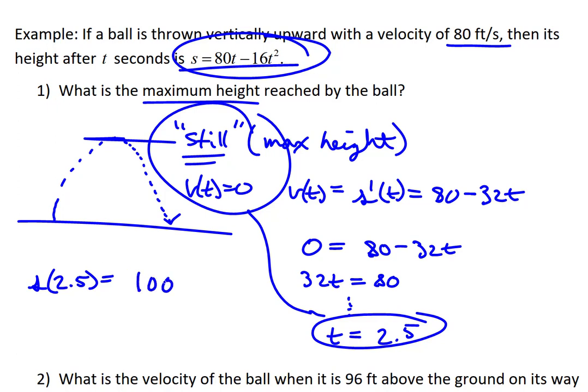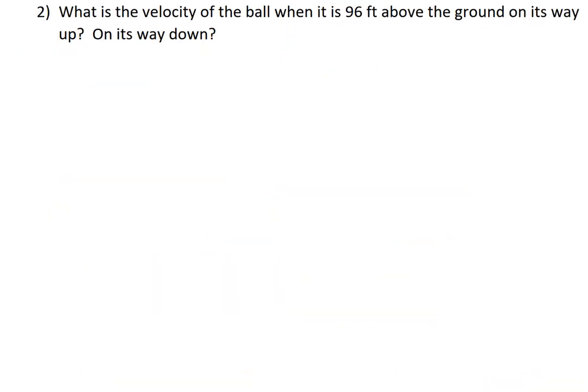If you plug that in and crunch it out, I believe you should get 100 feet for the actual max height of this ball. Secondly, within this same context or example, we want to ask this: what is the velocity of the ball when it is 96 feet above the ground on its way up, and then of course also on its way down?